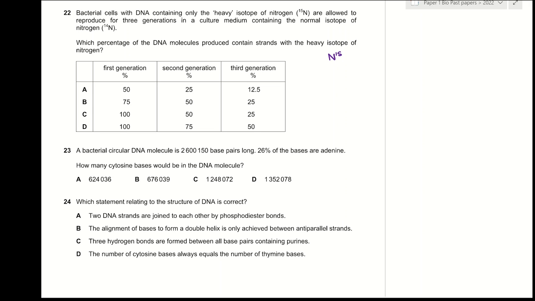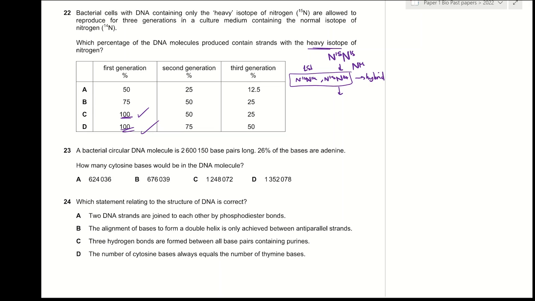Here we're starting with N15 and N15. During the first generation, we are adding N14 to the strands. This means that we're going to have N15, N14, and N15, N14. Therefore, our strands are hybrid strands. Therefore, they will contain 100% of heavy isotope, because if all the strands are hybrid, then it means it's 50% light and 50% heavy. Therefore, each strand of this has a heavy chain. Therefore, the first generation is going to have 100%, because all the strands contain one heavy chain of N15.